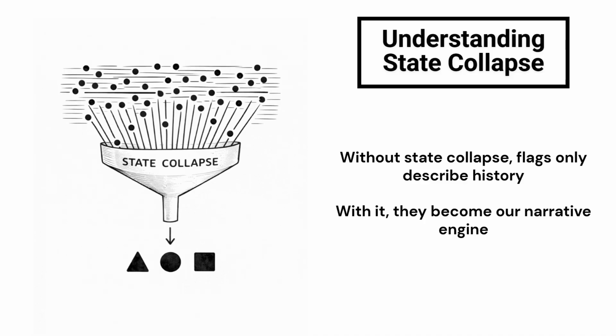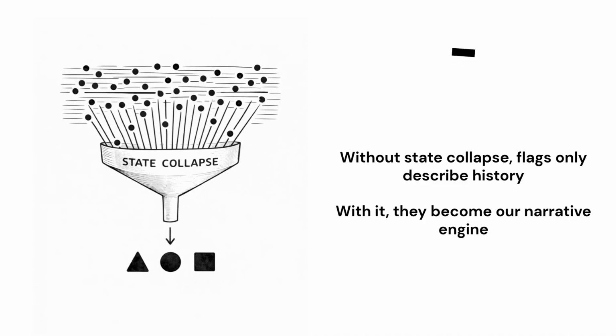If reverse design defines what matters, conditional flags track what happens, then state collapse determines what it means. Without state collapse, flags only describe history. With it, flags become your narrative engine. And this step turns bookkeeping into authorship. State collapse allows thousands of possible narrative permutations to resolve into meaningful, usable results in seconds.